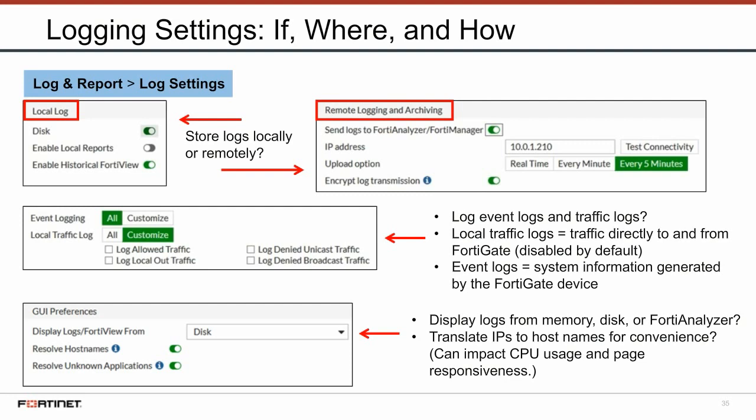Lastly, you must configure how you want logs to display in the GUI. For example, you can specify whether the GUI displays logs from memory, disk, or FortiAnalyzer, and whether it resolves IPs to host names. This requires FortiGate to perform reverse DNS lookup for all IPs. If your DNS server is not available or is slow to reply, it can impact your ability to look through the logs, as requests will time out.